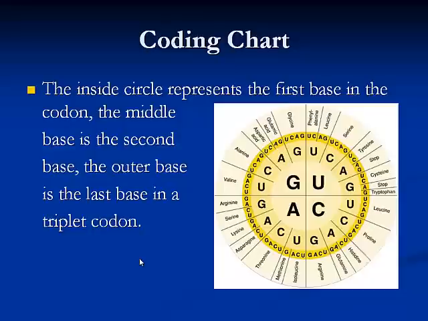Here we have a coding chart, and this is how you will be able to translate, or understand translation of, an mRNA code. As you see here, the inside circle represents the first base in the codon, the middle is the second base, and the outer is the last base in a triplet codon. And what you see is that each of these represents an amino acid. You have the whole list right here, so it makes it quite simple to translate an mRNA strand into what it will be as a polypeptide.